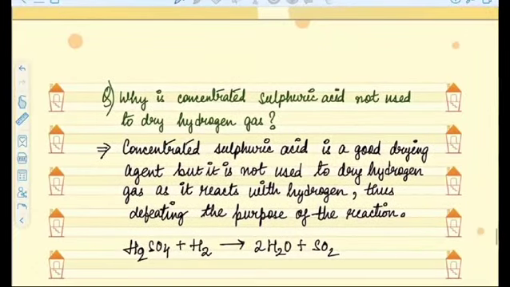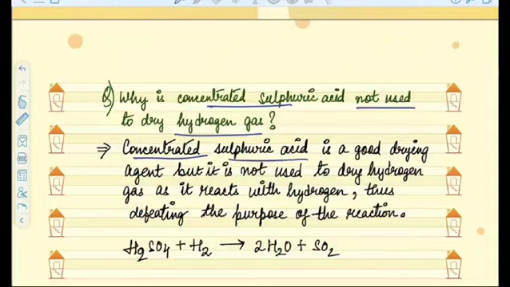Now, another type of question. Why is concentrated sulfuric acid not used to dry hydrogen gas? Why are we preferring the dilute version? Dilute HCl, dilute H2SO4. Why is dilute H2SO4 preferred? Although H2SO4 is a good drying agent, it is not used to dry hydrogen gas because of the reaction it will carry out, as it is going to form H2O and SO2. Where is hydrogen? No hydrogen, because it is getting oxidized.